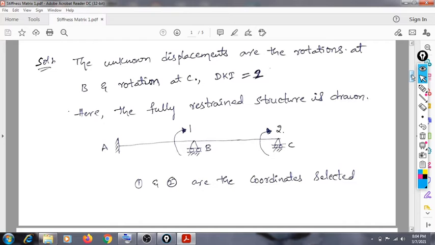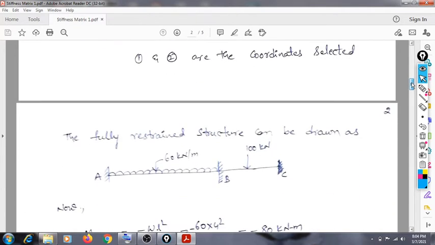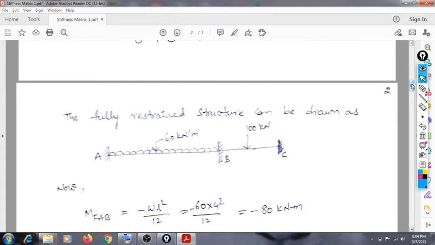So we are selecting there only at B and C. Next, the fully restrained structure can be drawn as follows. Fully restrained means that at A, irrespective of the support given in the question, we are adding a fixed end, and B is also a fixed end, and C is also a fixed end here.